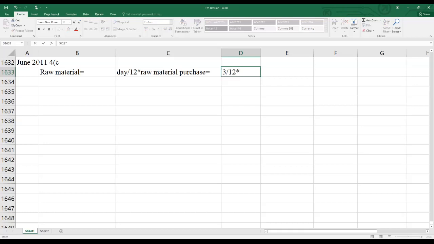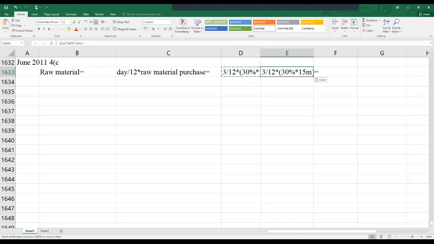Material purchases represent 30% of the company turnover. The turnover is equal to 15 million. So times 15 million. And you get how much to be the company investment in raw material? 1,125,000. I have my calculator, so I can confirm that. Yes, we get 1,125,000 as the company investment in the raw material.